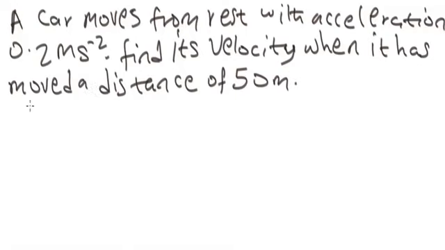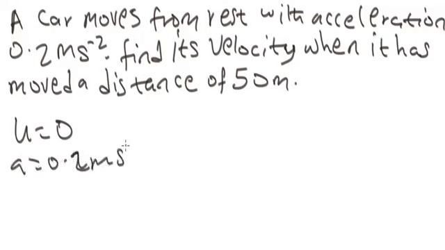Alright, so let's begin by getting our parameters. Okay, so in this question, our initial velocity will be, since it said the car moves from rest, from rest means that the initial velocity will be 0. Alright, since it's at rest, nothing is happening, so the initial velocity will be 0. Okay, then our a, we have our acceleration to be 0.2 meter per second square. Alright, then we don't have our v, final velocity, and this question does not have time. Does it have time? Find its velocity when it has moved a distance of 50 meters. You have distance to be 50 meters and it does not have time.